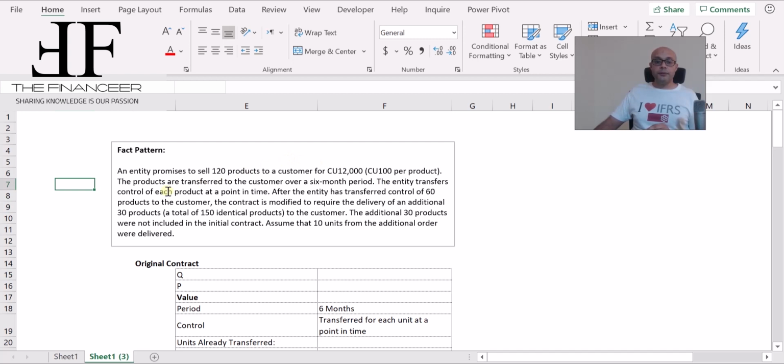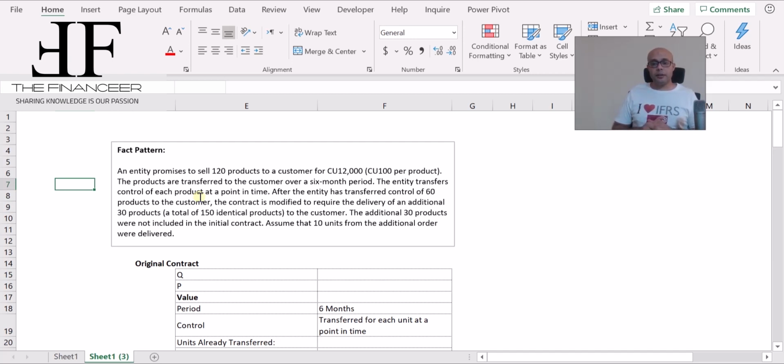The entity transfers the control. This is very important. The entity is going to transfer the control of each product at a point in time, which means that once the entity delivers the product to the customer, the control at this point in time is transferred to the customer.